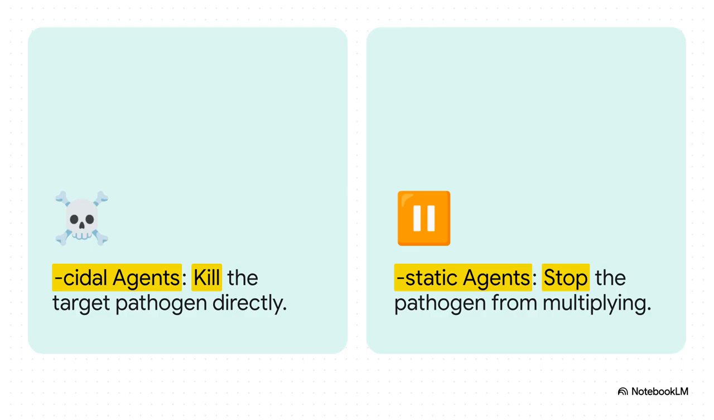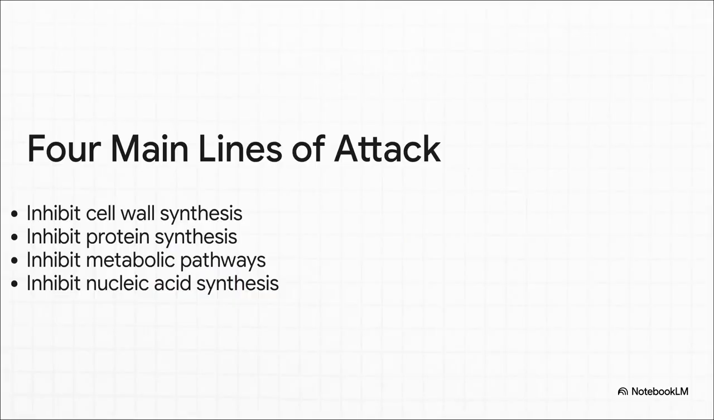Okay, next question. What's the mission? Total annihilation or just containment? A cidal agent, like bactericidal, well, that's a lethal strike. It just kills the pathogen straight up. A static agent is a bit different. It just stops the pathogen from multiplying. It basically puts the enemy on pause, which gives your own immune system a chance to swoop in and clean up the mess. So how do they do that?